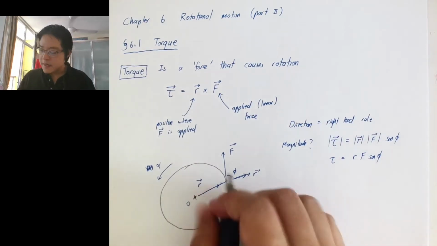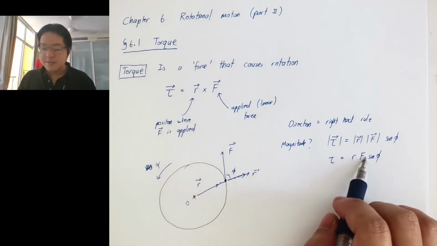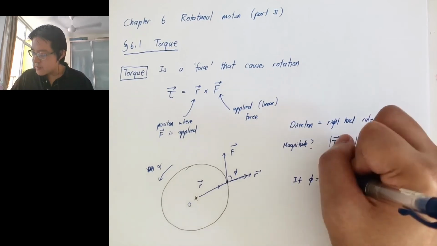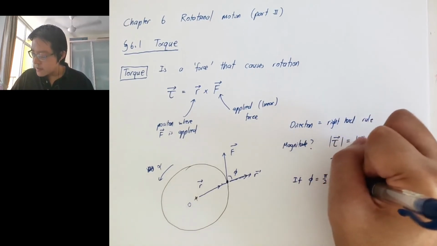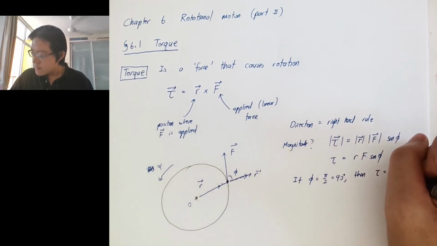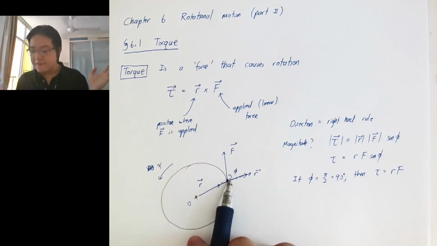In particular, if the angle between the two is 90 degrees, then torque is just r times F. So if phi is 90 degrees, then torque is just r times F. That's all. It depends on where you exert the force.